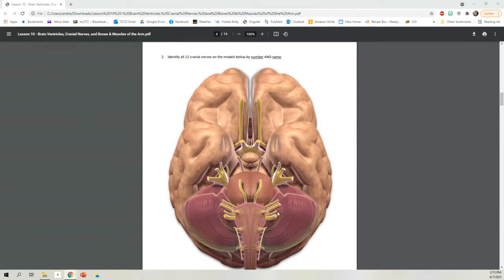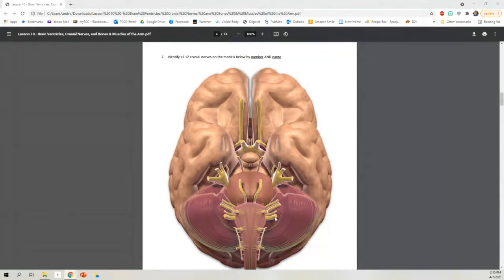So cranial nerve number 9 down here. This is called the glossopharyngeal nerve. Glosso means tongue. Pharyngeal means pharynx or throat. So cranial nerve number 9 goes to your throat and it goes to your tongue. Helps you to taste a little bit, helps you to talk, glossopharyngeal.